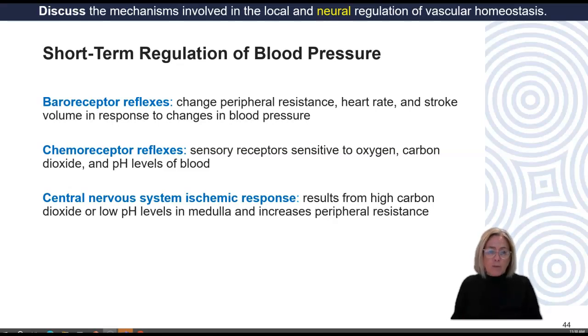Chemoreceptor reflexes we have covered before, again in terms of the heart and heart rate. These are sensory receptors that are sensitive to oxygen, carbon dioxide, and pH levels of the blood, so they get stimulated by changes in levels of those. And we also have the central nervous system ischemic response, which results from high carbon dioxide or low pH levels in the medulla, and will respond and increase peripheral resistance. So let's have a look at these three a little bit more closely.